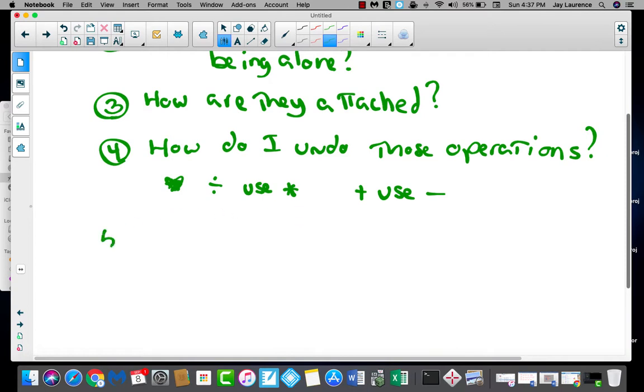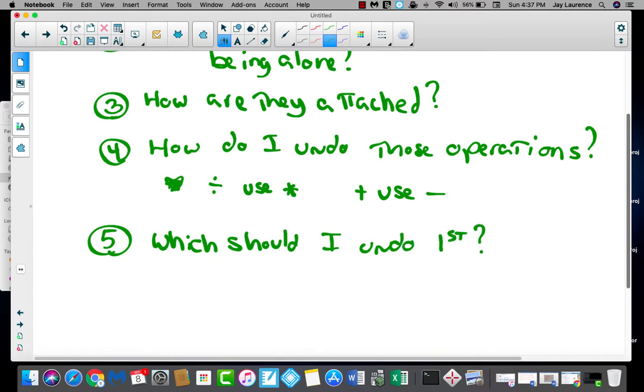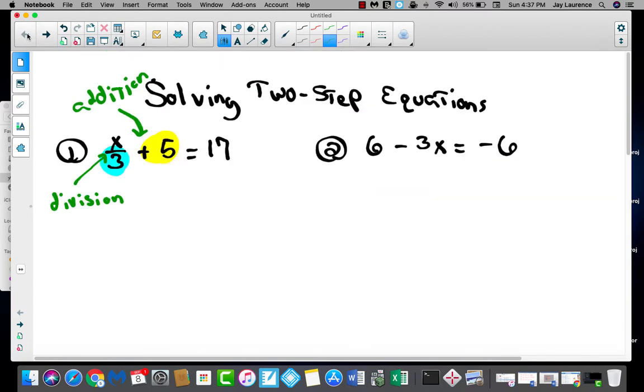Okay, and the 5th question is, which should I undo first? And you got to be careful with this, okay? We want to undo subtraction and addition before division and multiplication. But there are some special circumstances in certain cases. So anyway, let's look at how to solve this one.